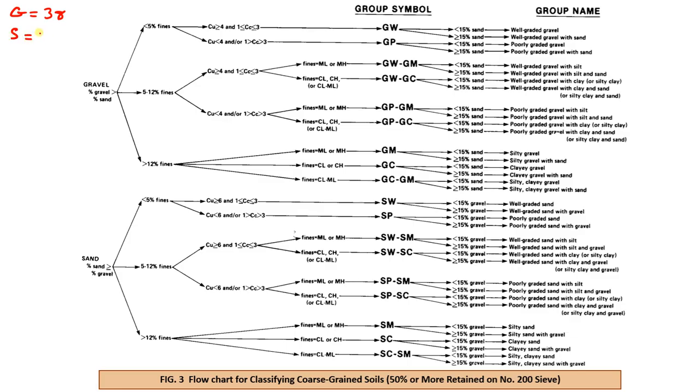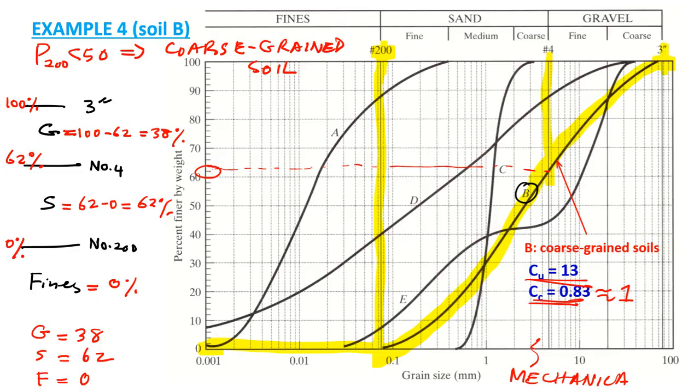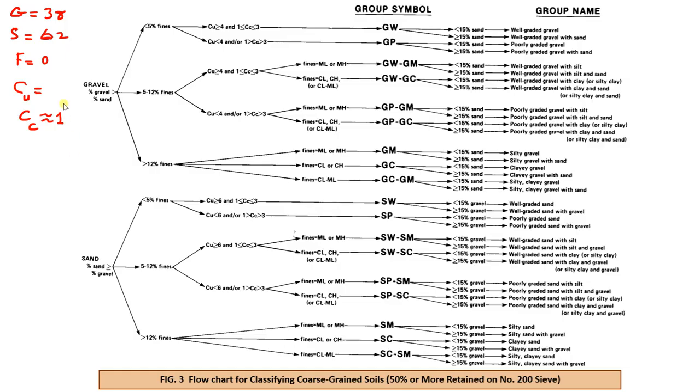Sand is 62. Fines are 0. Okay, CU and CC. CC is almost 1, but CU was 13. So CU is 13. So let's look at sand is 62. So we are going to start from here. Sand is more than gravel, and fines are 0%, means less than 5%. So we are going to go like this.